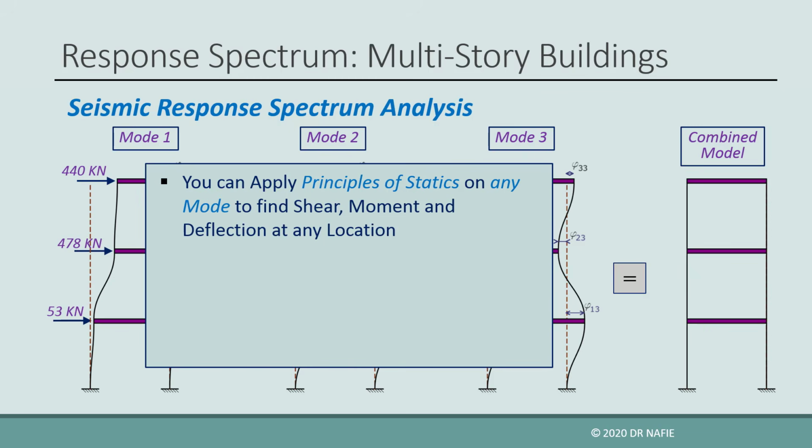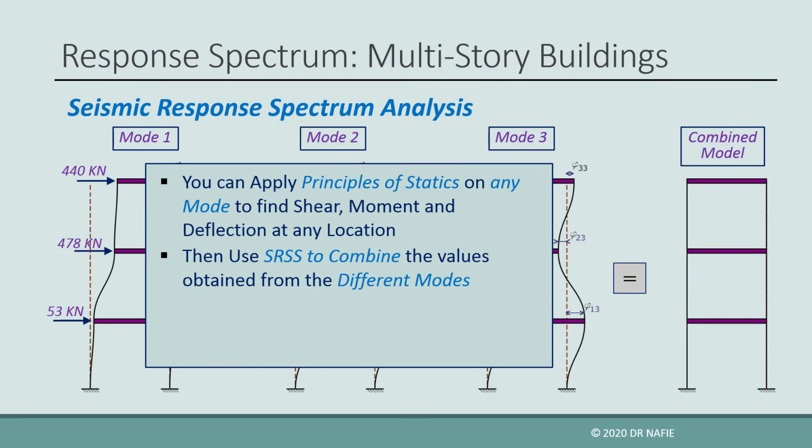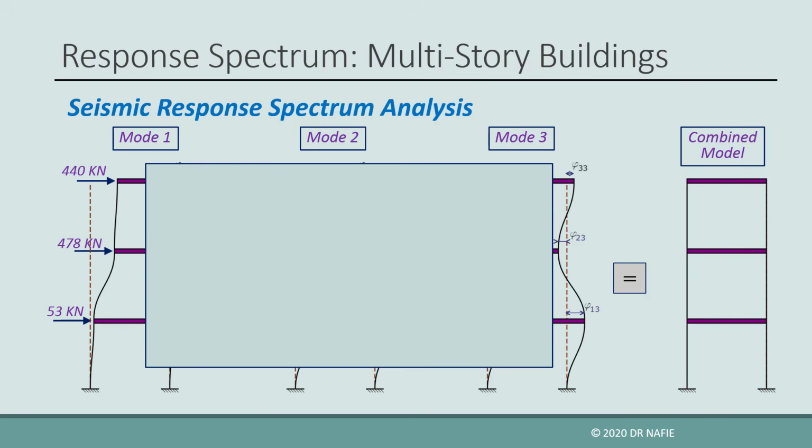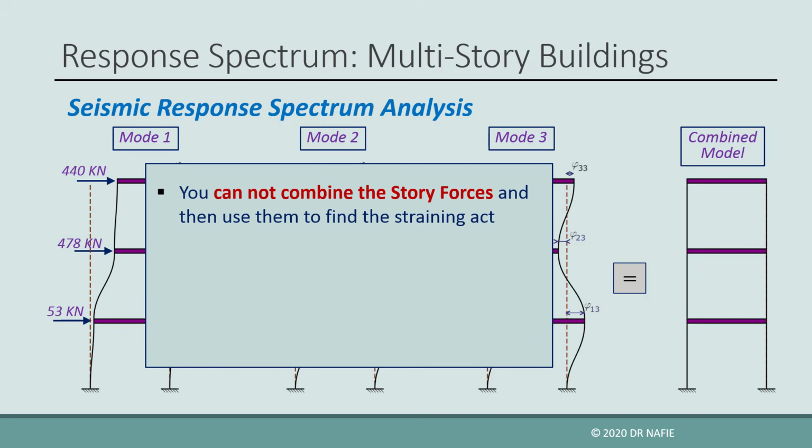For example, for any mode, we can sum the modal forces to obtain the base shear for that mode, or we can take the moment of the forces about the base to obtain the modal base moment. We can obtain the final values of the base shear or the base moment by combining the modal values using SRSS. Take care, however, that we are not allowed to use the equilibrium equations on the combined values of the forces or straining actions. We cannot, for example, combine the modal forces at each story and then find the base shear on the combined model by taking equilibrium using these combined values.